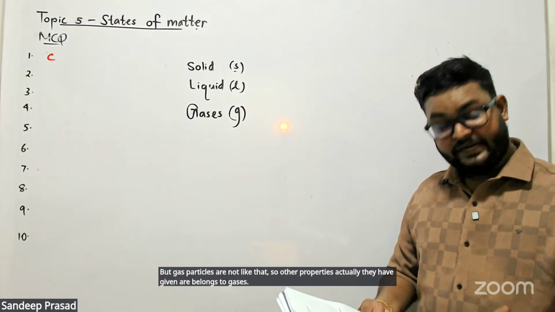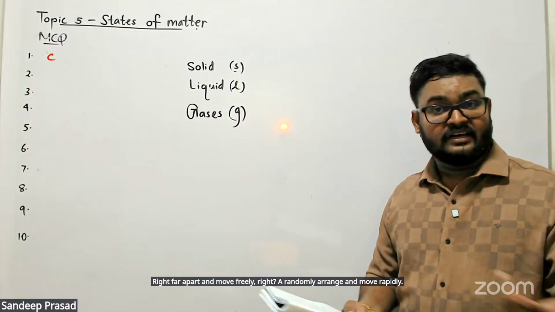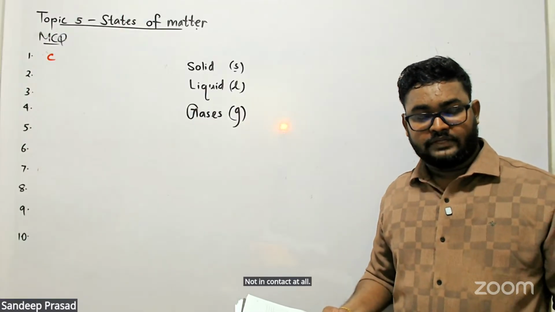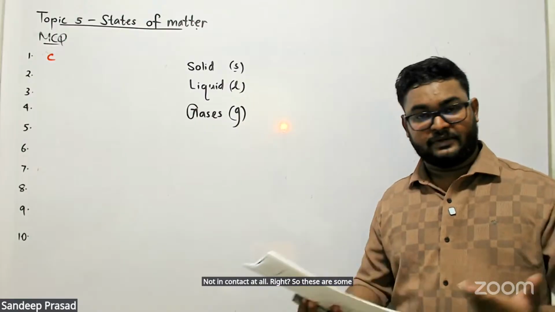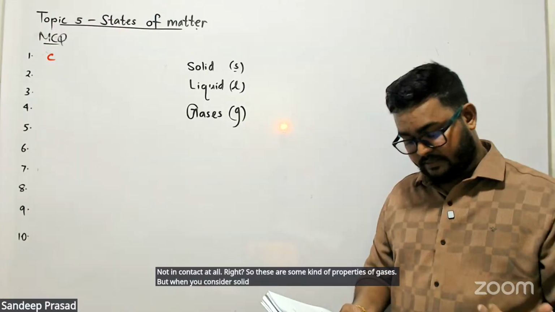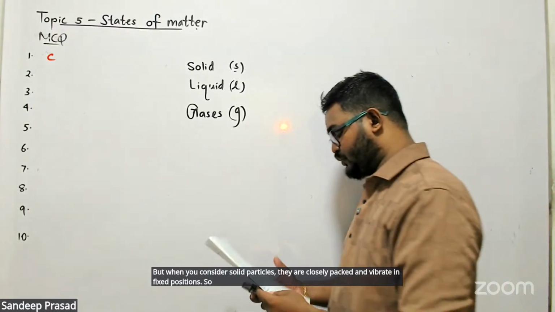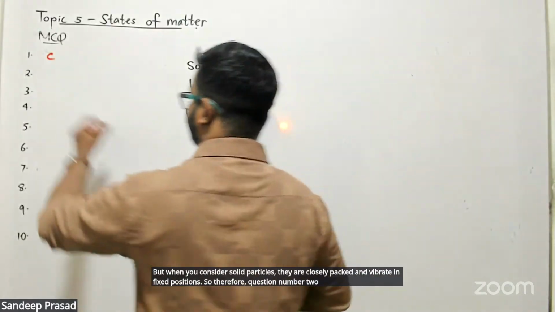Far apart and move freely, right? Randomly arranged and move rapidly, not in contact at all, right? So these are properties of gases. But when you consider solid particles, they are closely packed and vibrate in fixed positions. So therefore, question number 2, answer is B.